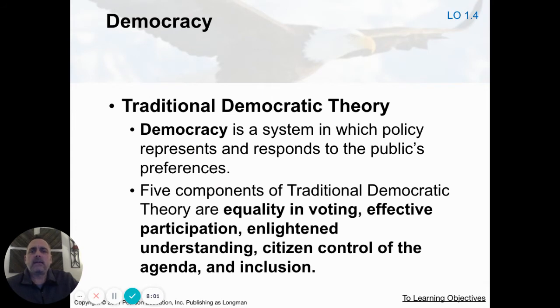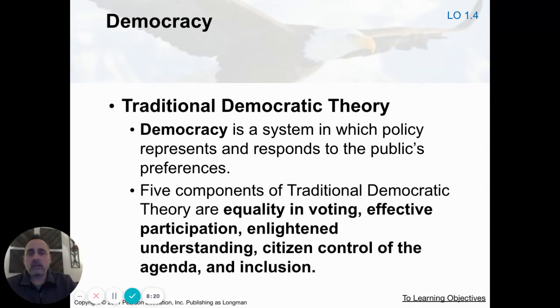Let's take a look at some of the democratic theories that we have here in the United States. Democracy, of course, is the system in which policies respond to the public's preference. What do the people want? The will of the people. And in order to have a strong democracy, we usually think of 5 components to the traditional democratic theory.